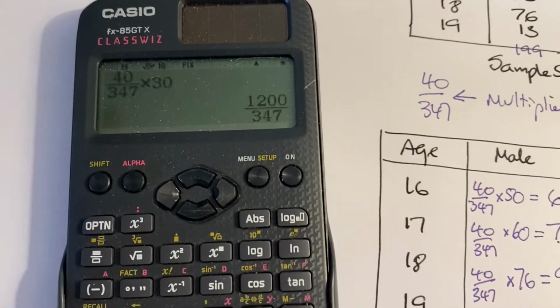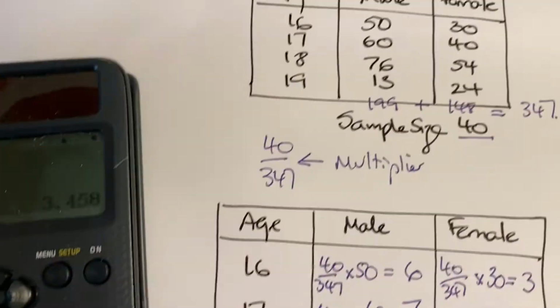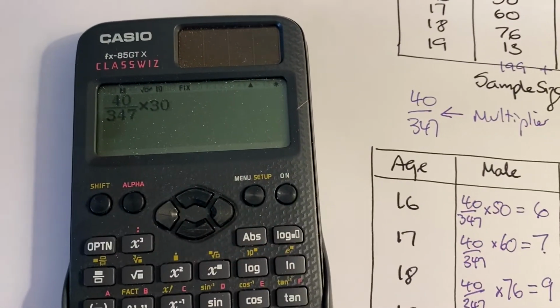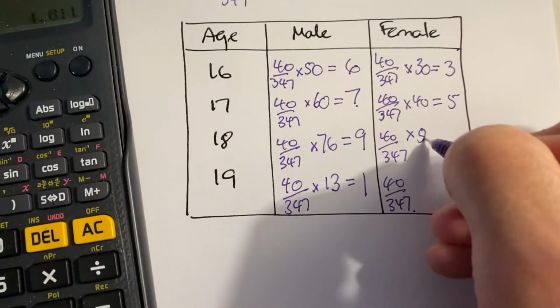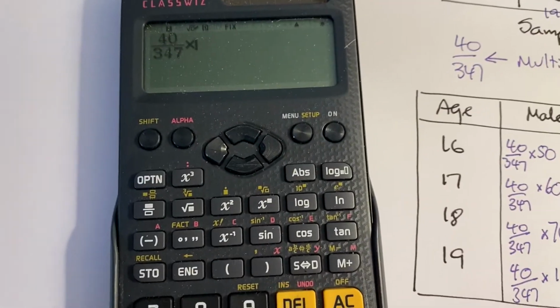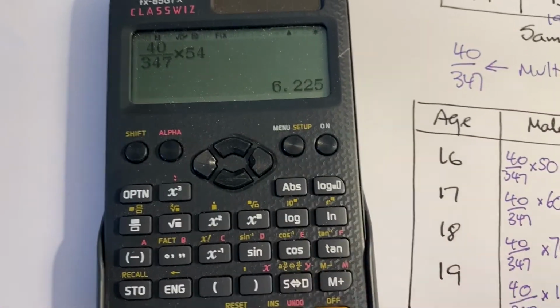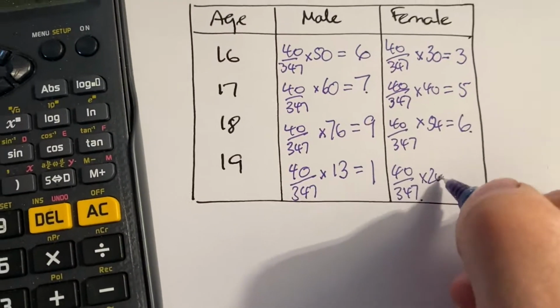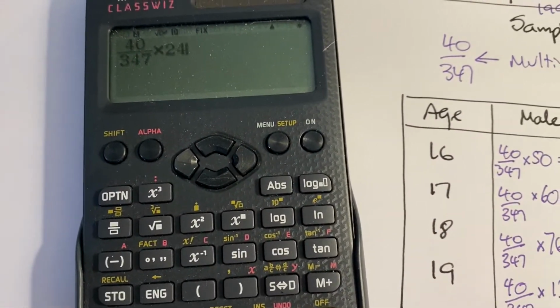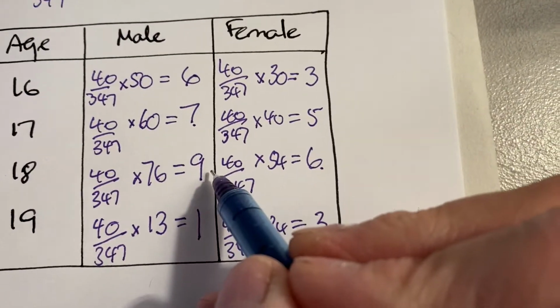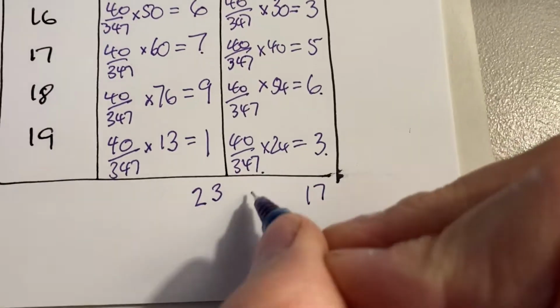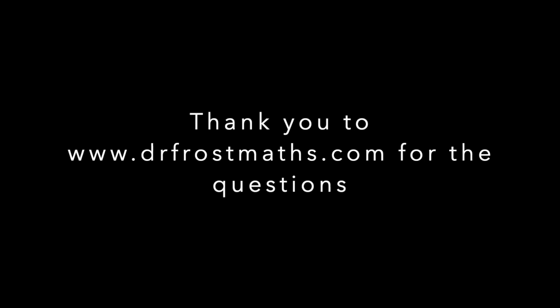And now girls, it's 30, so that becomes 3 girls and 16. Next one I times, instead of 30 by 40, so I get 5 17-year-old girls, and now this number is 54, so times it by 54, I get 6. And then lastly, I times it by 24, so I get 3 there, and then I can add them all together just to see if I do get around 40. Sometimes it might not exactly be the rounding up, but generally it should be. Yes, we've got 40. Thank you to www.drfrostmaths.com for all these questions.